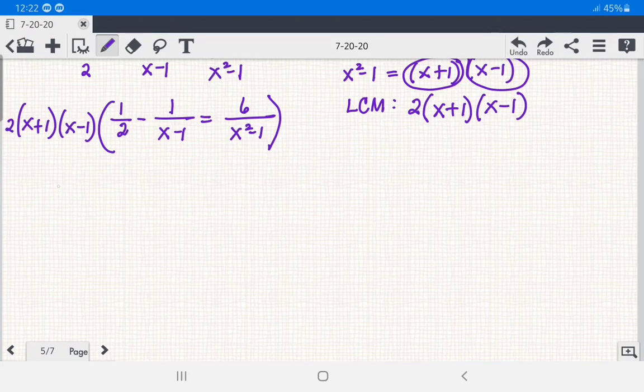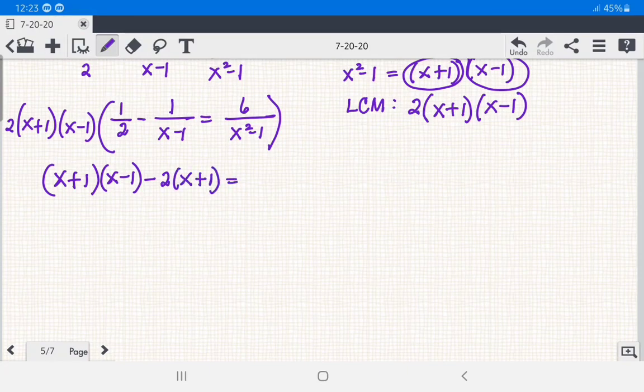Going back to this, we have x plus 1 and then x minus 1. Then, 2 times x plus 1 and then x minus 1. Let us multiply it by 1 over x minus 1. So, we're going to cancel x minus 1. So, we have only x plus 1 and then 2. Okay? So, we have minus 2 times x plus 1.